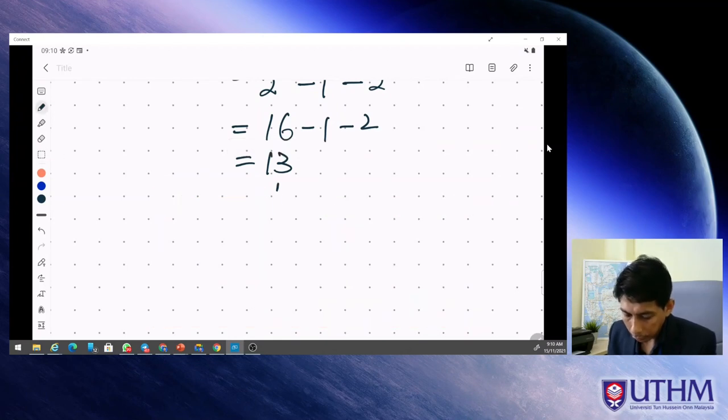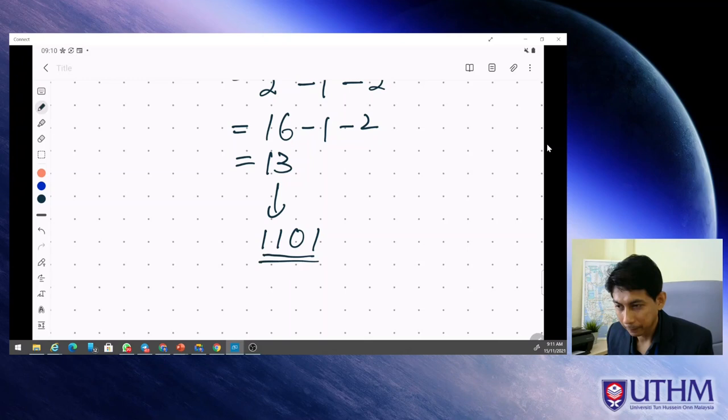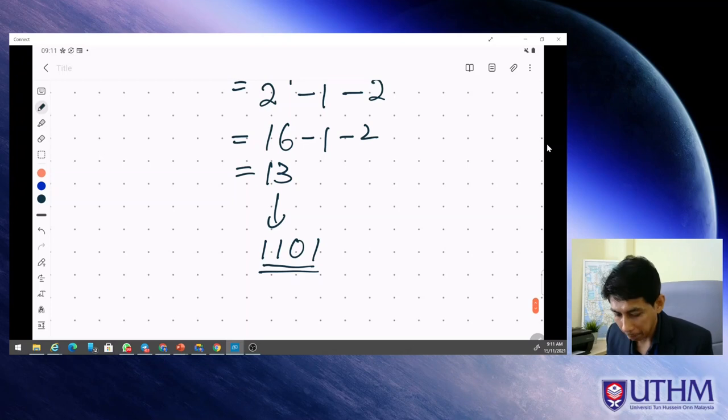So 13 in binary is what? You can use a calculator. It's 1101. Correct? Use a calculator if you don't know how to convert. Yeah, you should know how already, before you take this course, how to convert this to a binary system. 13 in binary is 1101, in unsigned value.